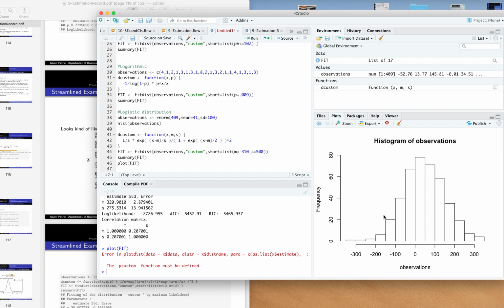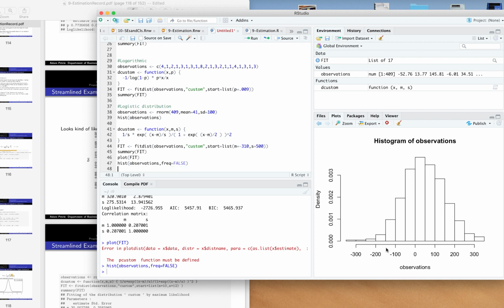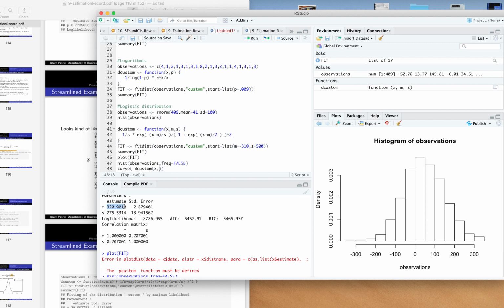But what I can do is superimpose this curve on the histogram. So let's make that histogram again, but let's add freq equals FALSE so that we can overplot the PDF. So how can we add that PDF? Well, let's add a curve of dcustom with these 2 unknown parameters. The ones we guessed, let's just copy and paste this and this. We'll add add equals TRUE, and we'll make this red.